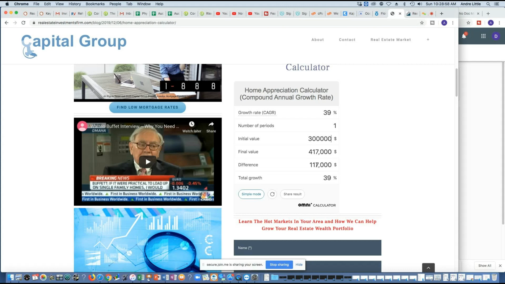And this would now be $1,170,000 instead of $117,000. That's the benefit of leverage.